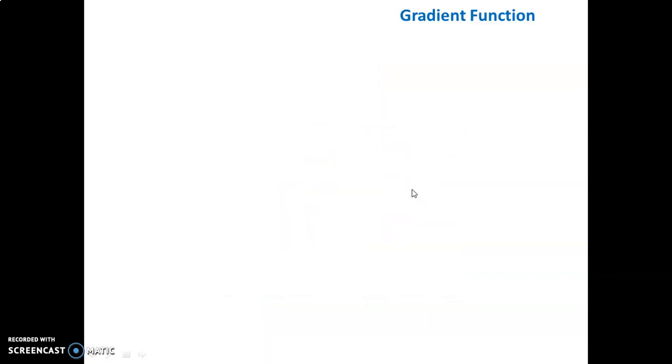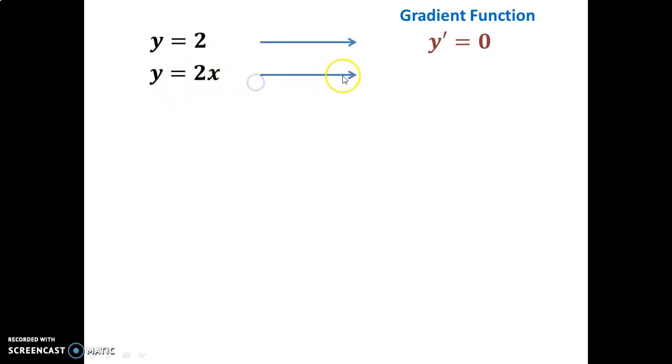Okay, so now let's recap some things, and this is a key slide here. Let's work carefully on this. When we had an equation like this, which is a horizontal line, what was the gradient function? Well, a horizontal line has no slope, so the gradient function, the derivative, is 0. Okay, next, when we have a line like this, this is mx, this is the slope. What's the gradient function of that? In other words, what's the slope of this one? Well, the gradient, the derivative, is 2, because this one always has a slope of 2.